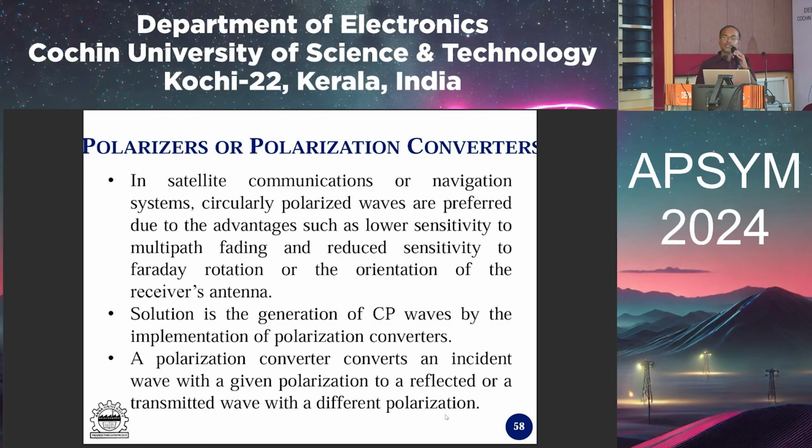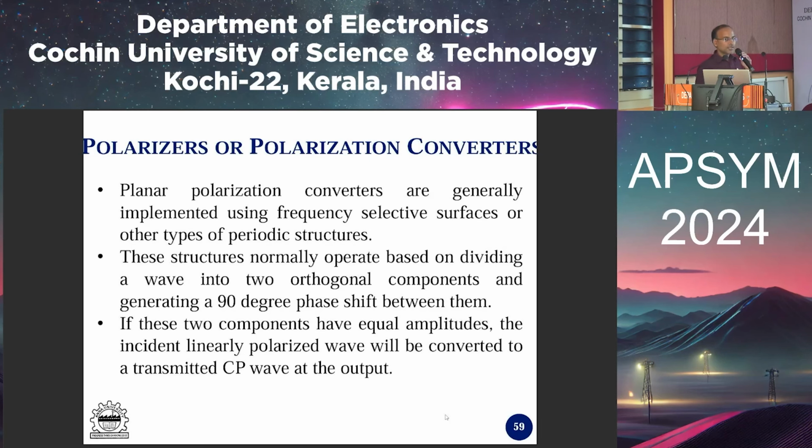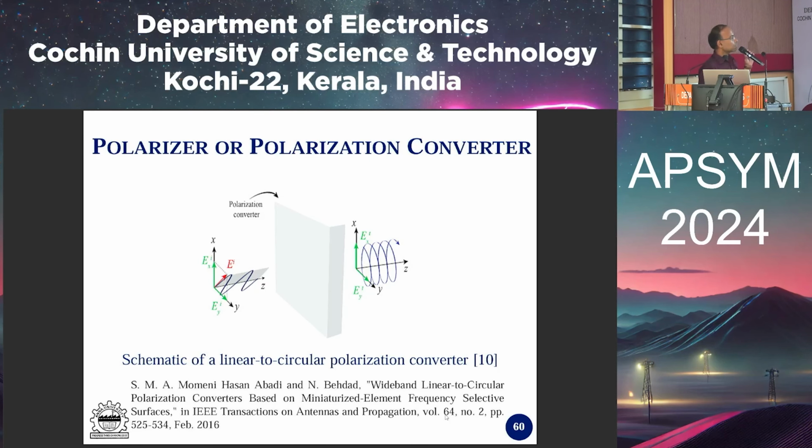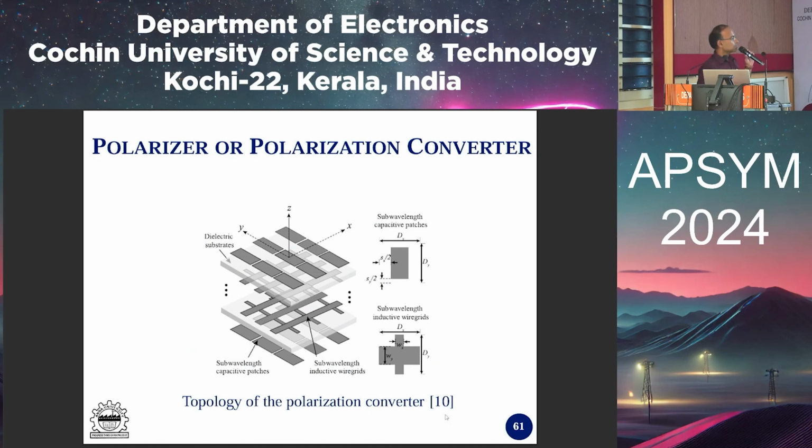So even in that case, if we want to receive that signal, we can go for circularly polarized signal, circularly polarized waves. So if you have designed an antenna that provides a linearly polarized wave, we can convert that into a circularly polarized wave with the help of this frequency selective surface. So yeah, this is a two-layer frequency selective surface. They call it a cascaded FSS.